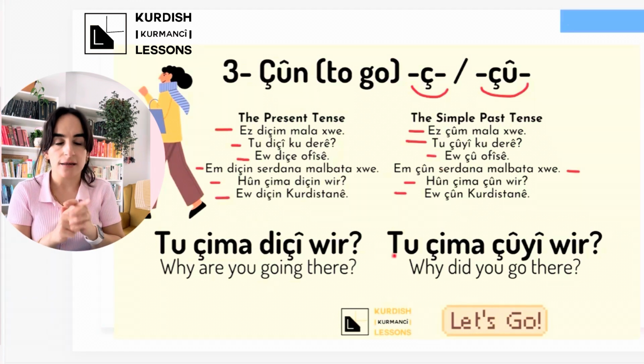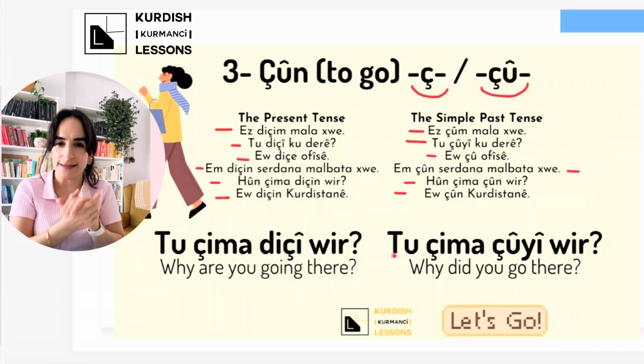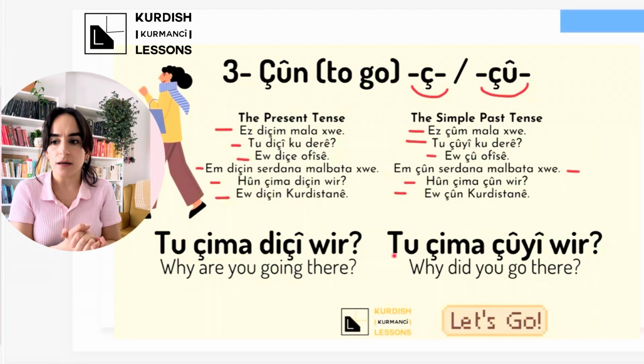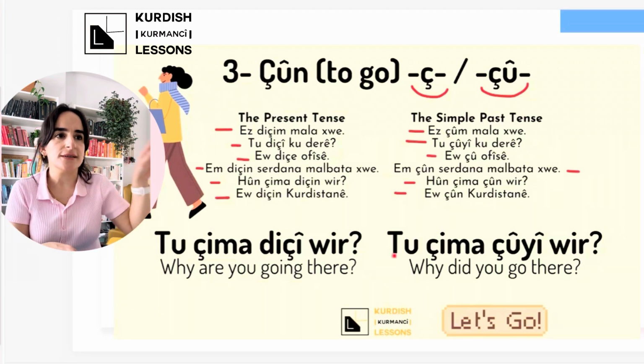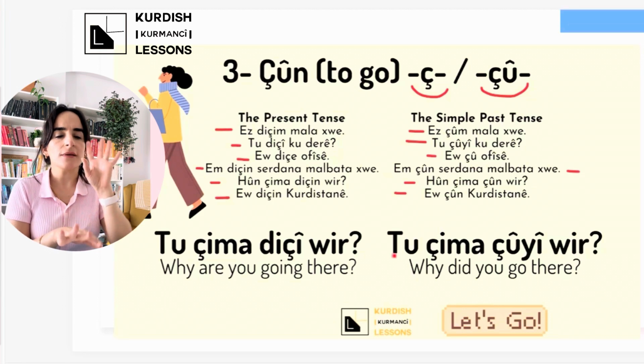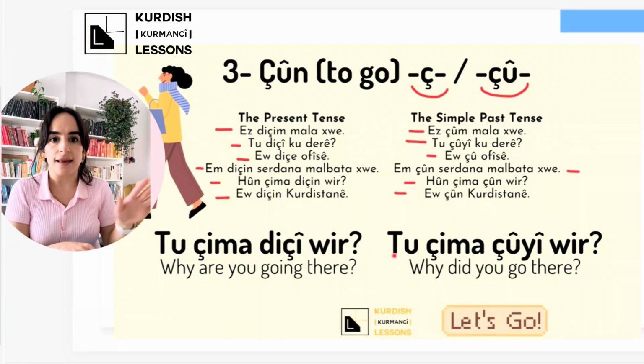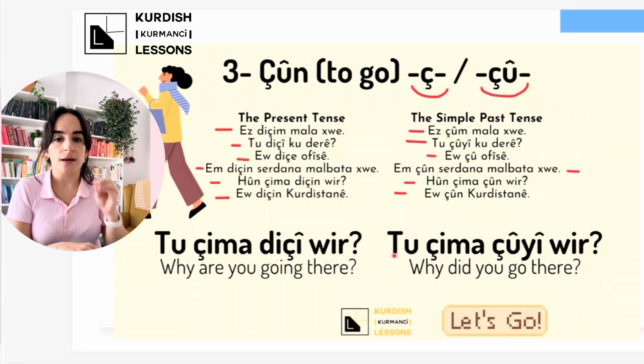So you see here, the very important thing about chun is that whenever you use it and you have a destination, like going home, going to the office, going to Kurdistan, to the visit, all these destinations are at the end, after the verb, okay? Dichum malahwe, chu office, chun Kurdistan, okay? So don't forget, destinations in Kurmanji are at the end, after the verb.